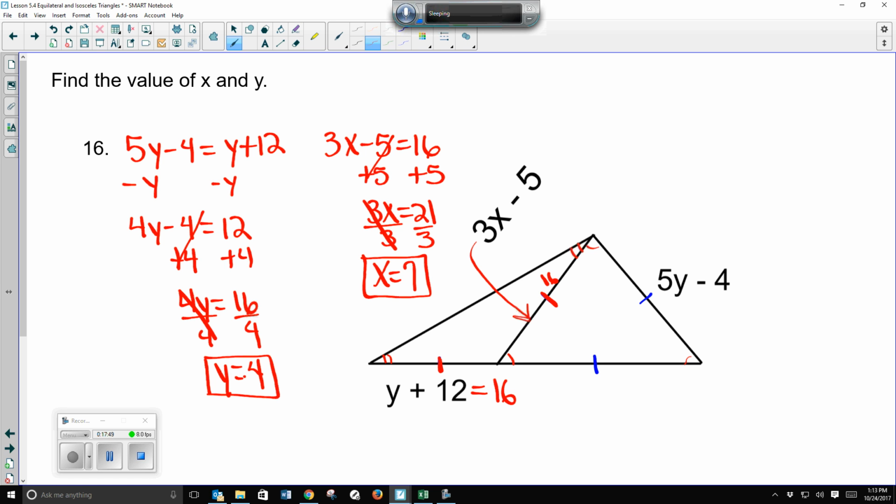And I could find the measure of all those angles if I wanted to. Let's take a quick look at that. 60, 60, 60. If this is 60, this is 120. If this angle is 120 degrees, what do we know about these two? They're both 30. They have to add up to 60. Good.